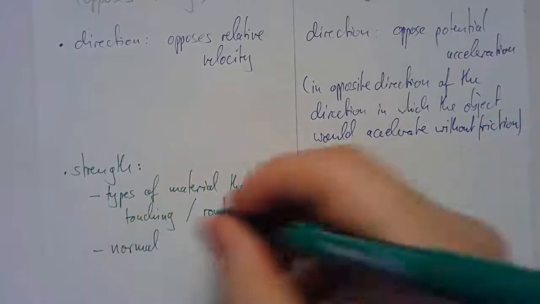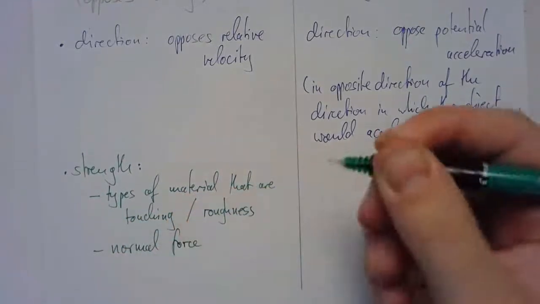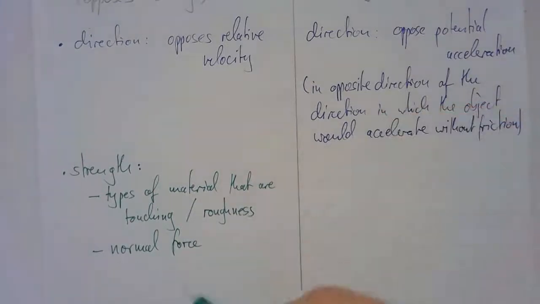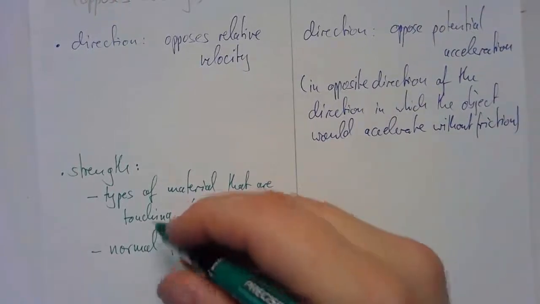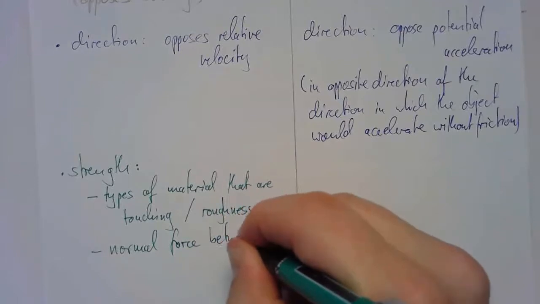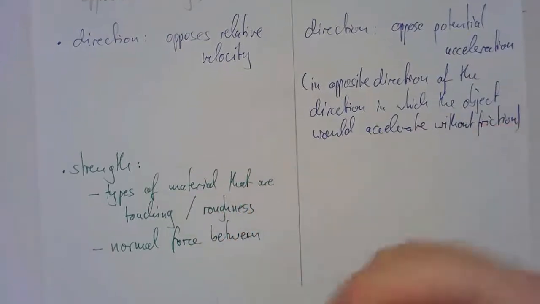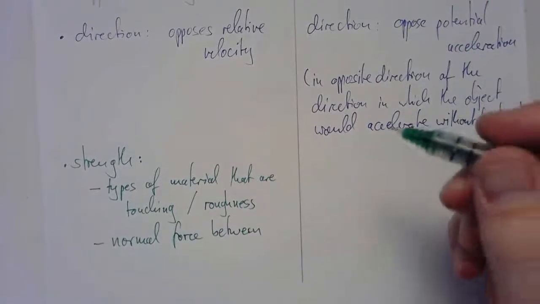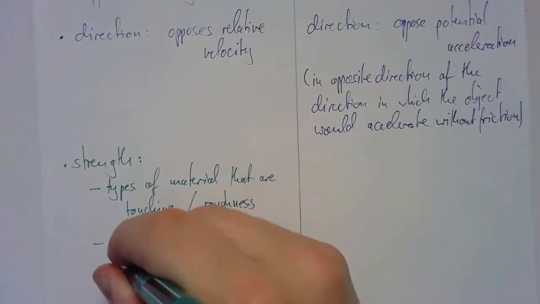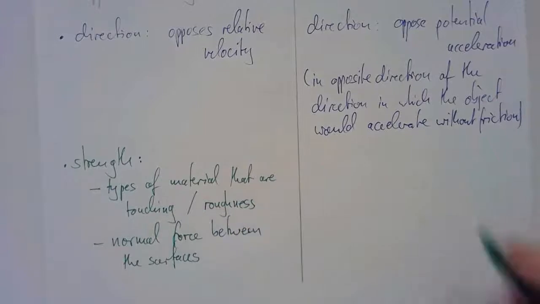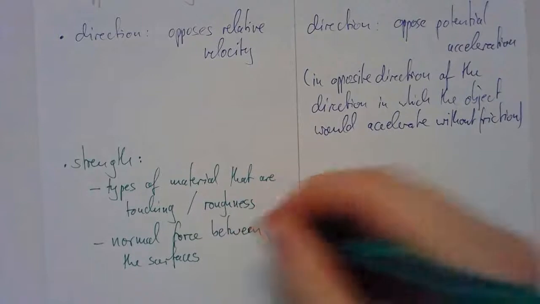Now, we could do experiments. If you just have some basic equipment, or maybe a force sensor that measures the strength of forces, the spring, how much does it stretch? That's the way to measure forces. We could measure, and what we could figure out is that the force of kinetic friction is proportional to the normal force. When I say the surfaces, I of course mean the two surfaces that are touching, between which there's friction.